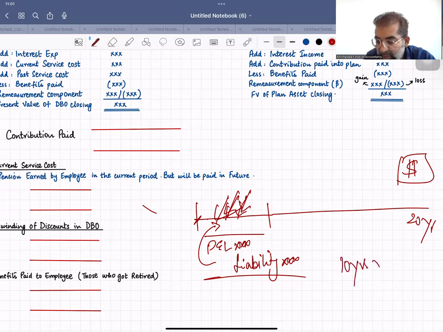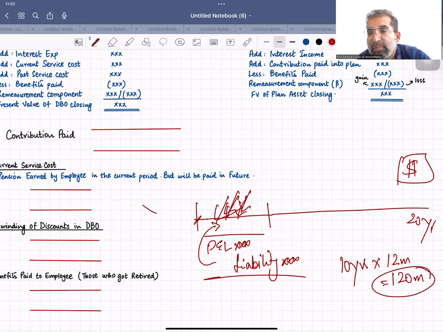So 10 years means how many months? 10 multiplied by 12, so it will be 120 months. So 120 months he will live after retirement, and we'll multiply it with the per month pension. What is the per month pension? It is your 50% of final salary. In this way, you will be calculating the overall pension amount, and then you divide it by the working years. So in this way, you will get the per year current service cost amount.